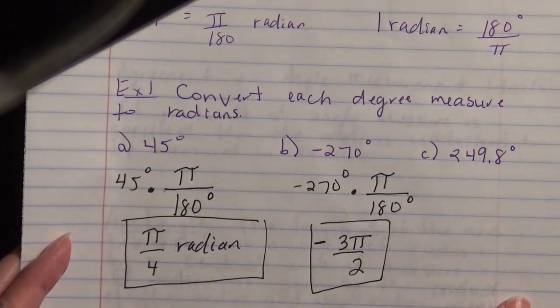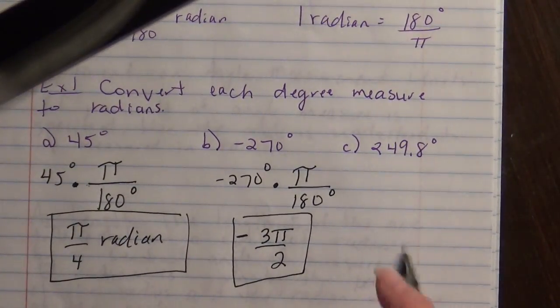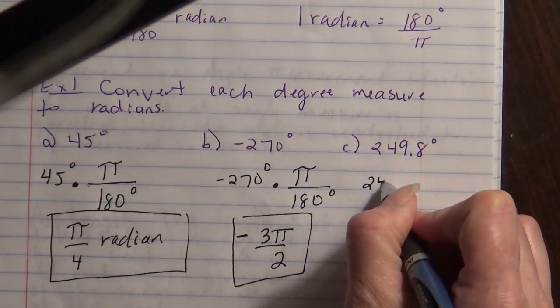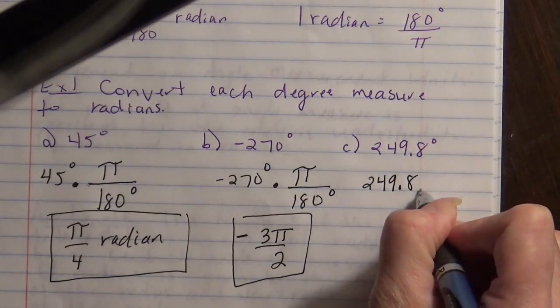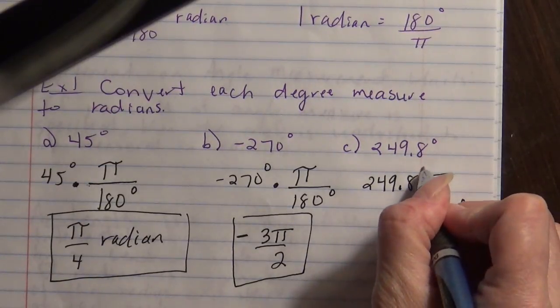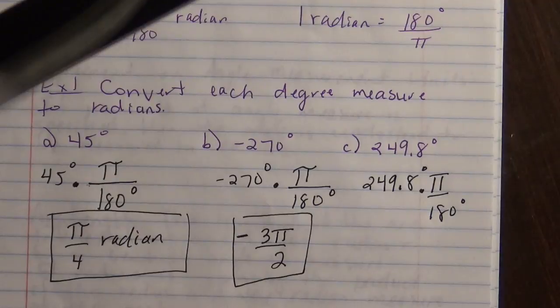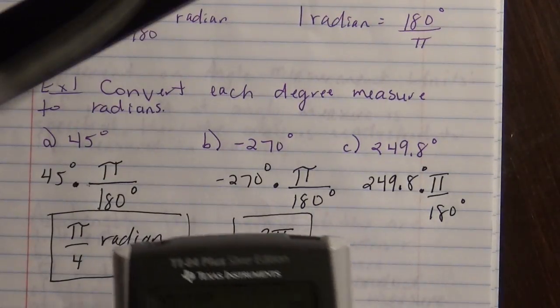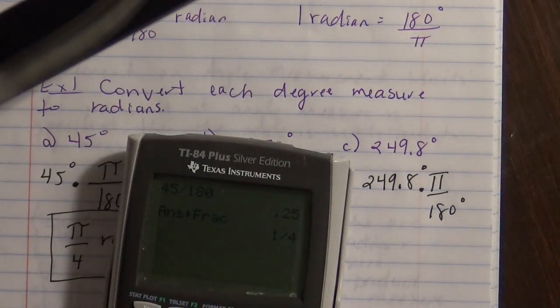And in part C, 249.8 degrees. So we'll do 249.8 times pi over 180, so that our degrees still cancel. This time you're going to need to use a calculator because it's not easy to reduce. So 249.8 divide by 180. Alright, we get this long decimal, and I'm not sure if they want us to leave this one as a decimal. Let me double check on that.